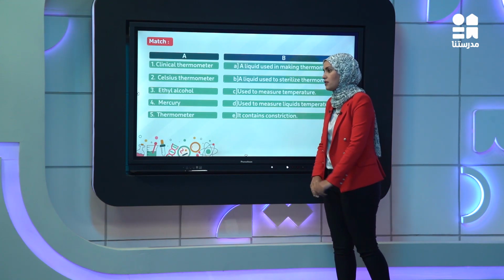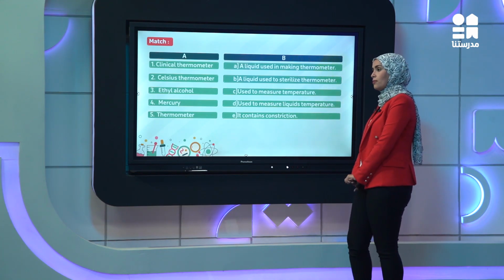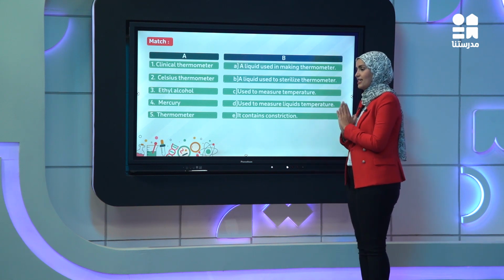Number 1, clinical thermometer. Clinical means medical thermometer. The medical thermometer had many features. First, it contains a constriction. Why does it contain a constriction? To prevent the mercury from returning back to the bulb quickly, so the mercury can't slide down fast, to make me able to read the number accurately. Another important thing about the clinical thermometer is its scale. It starts from 35 to 42 degrees Celsius, and it's used to measure human temperature.